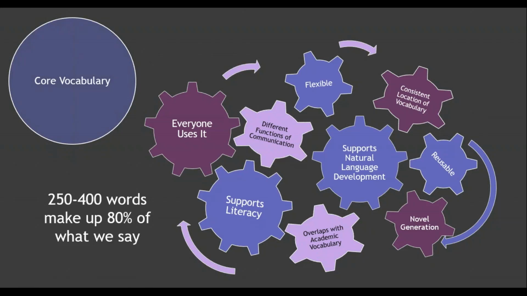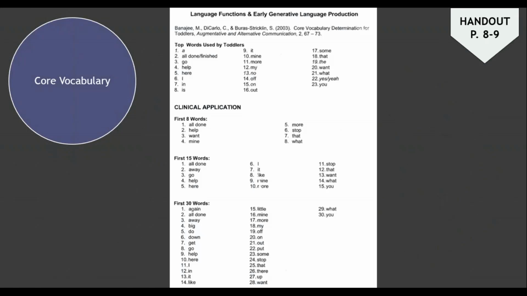And what we know about core vocabulary is that it allows for flexibility and novel generation. It's useful across contexts, and it can be combined to increase semantic and syntactic complexity. It also allows for expression of a variety of different communicative functions and is consistent. It also overlaps with core vocabulary and literacy, right? So core vocabulary is a great place to start. There are lots of different core vocabulary lists available and resources for this. In your handout, this is on page 8 and 9, you have a collection of early core words. But again, there's lots more resources for these. This is just one option so that you can have it for reference.